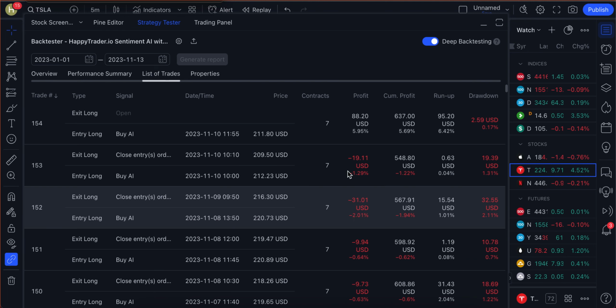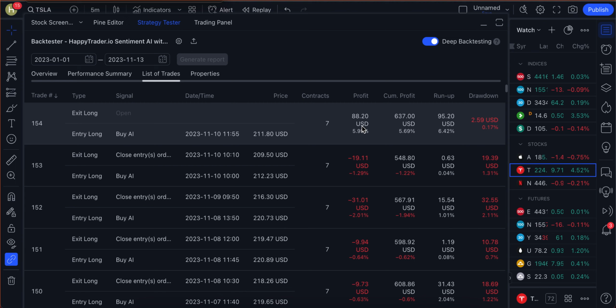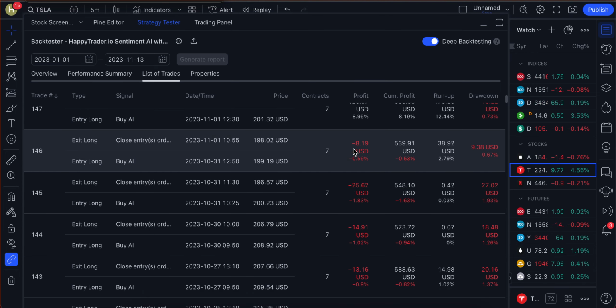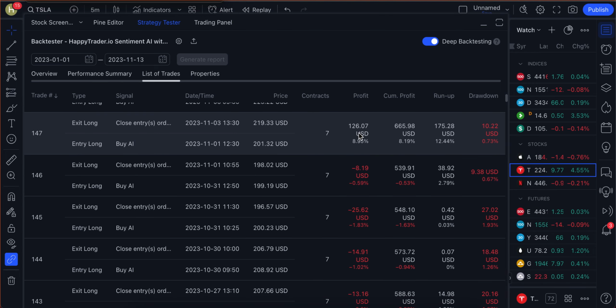And if we go to our list of trades, you can see that the white ones are our winners that we have cashed in on, and the red ones are our losers. And you can see that losers are generally small, the winners are big.